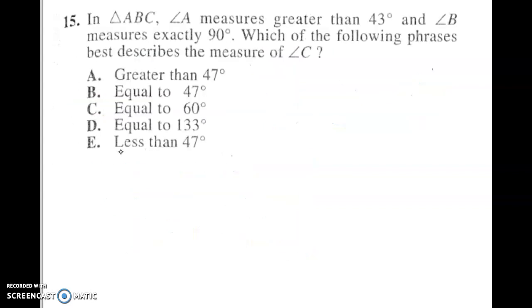Okay, so next one is commonly missed. We've got a right triangle. Measure angle B is exactly 90. So I'm going to try and draw this triangle as best I can. It's actually not too bad. And we know that B is exactly 90. And we know that measure A is greater than 43. So this one is bigger than 43.